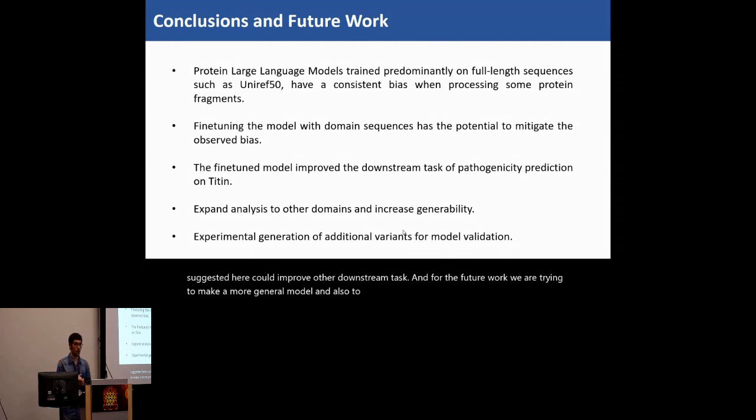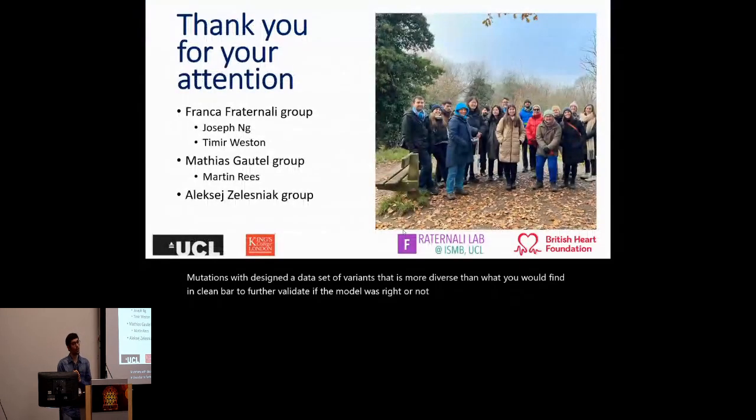And for the future work, we are trying to make a more general model, and also to have one for each of these common domains on the massive proteins. And also we are generating new variants for validation. This goes back to the point that was also given in the last presentation of having a very diverse data set. So now that we have all these in silico mutations, we designed a data set of variants that is more diverse than what you would find in ClinVar to further validate if the model was right or not. And yeah, thank you all for your attention and to everyone that was involved in this project.